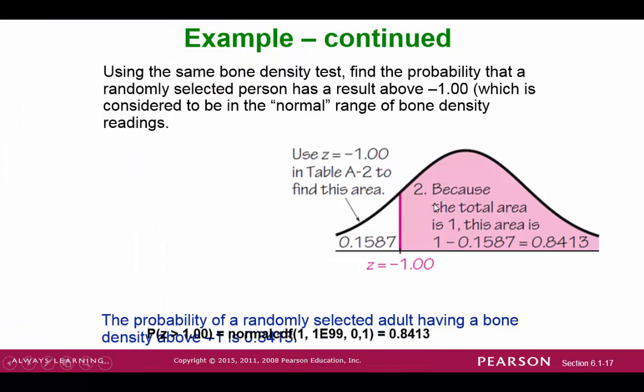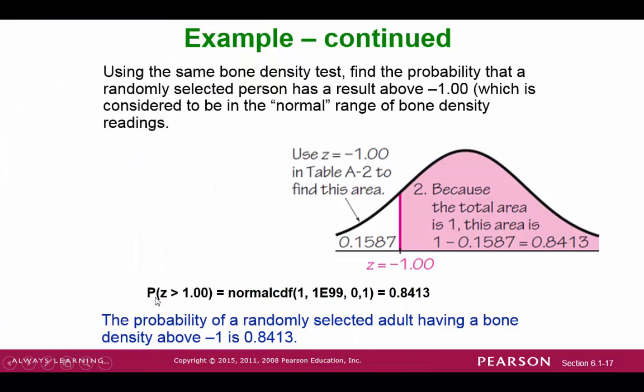That's the same result here, and then we would write down that we're looking for p where z is bigger than negative 1. Sorry, this should be a negative. Negative 1 is equal to the normal CDF of negative 1, comma, positive E99, comma, 0, comma, 1, and then we get the same result.